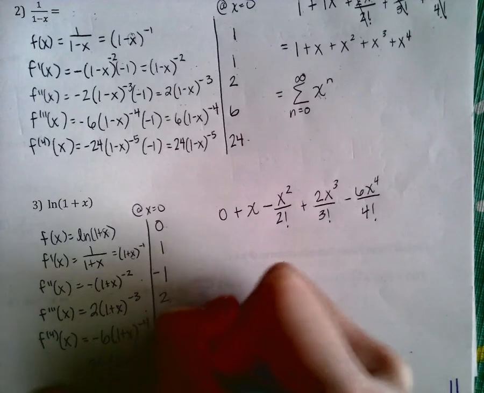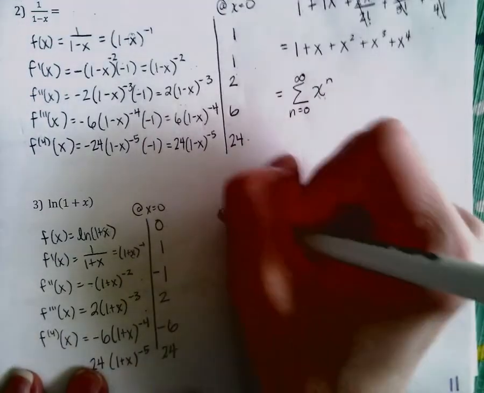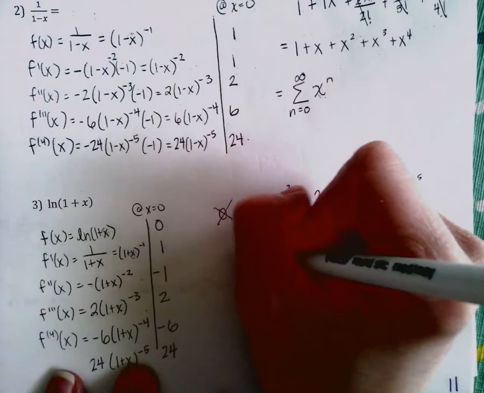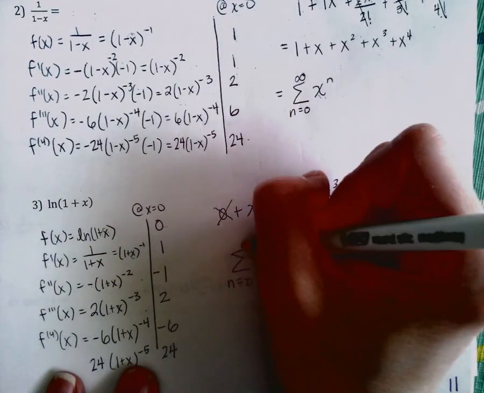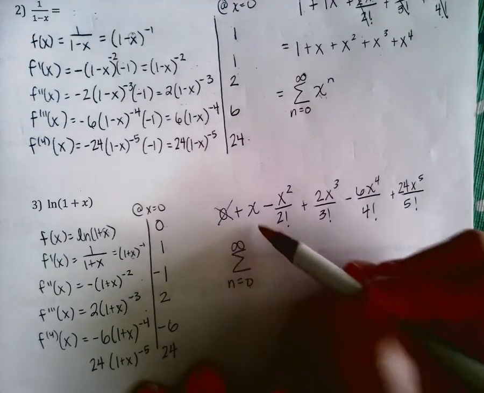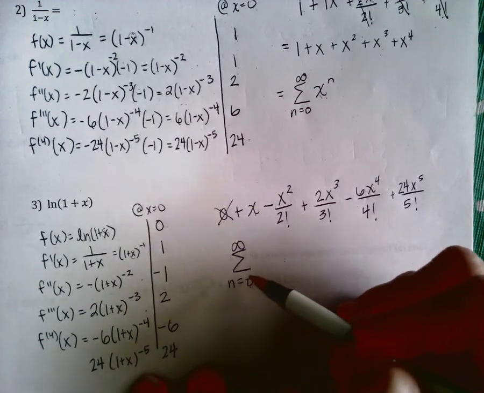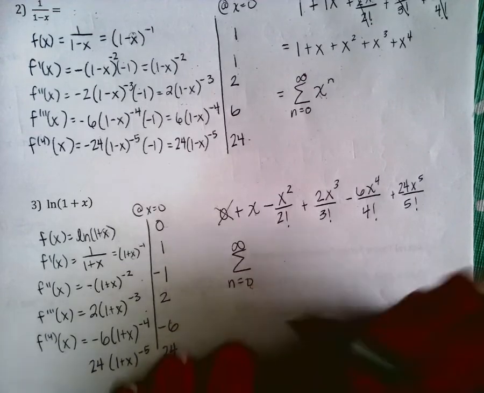The next one will be 24 x to the fifth over 5 factorial. So let's try to write this in sigma notation, and we can go ahead and get rid of the 0. But when we want to write our sigma notation, I still want to start it at n equals 0. So this time my n equals 0 term will actually lead to the x here. Or you could write it at n equals 1, but to stay consistent so they all start at n equals 0, I'm going to do that here too.